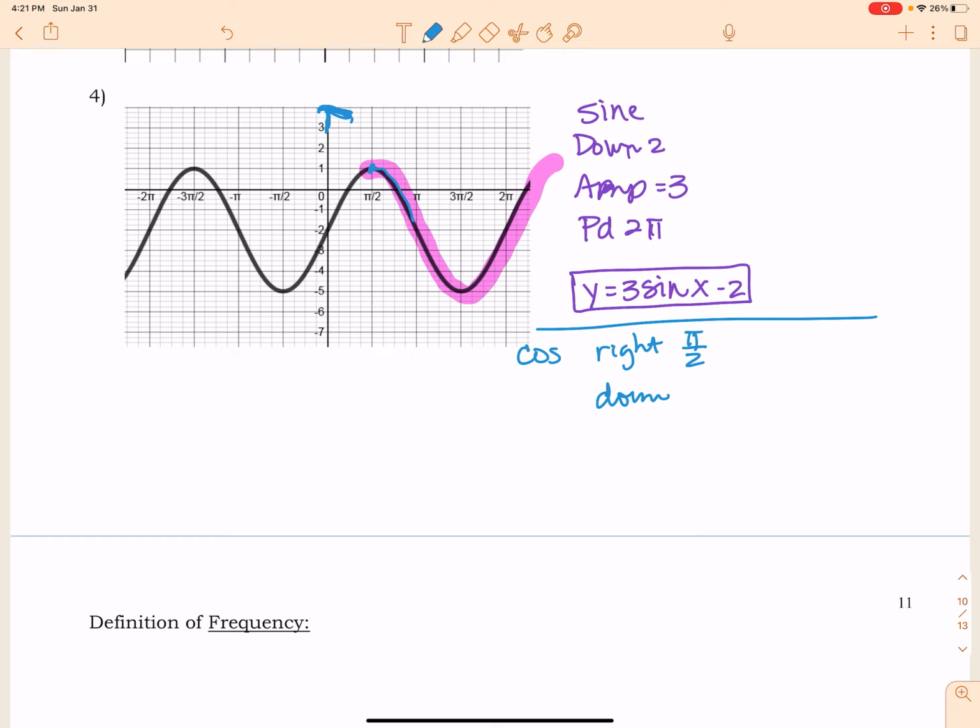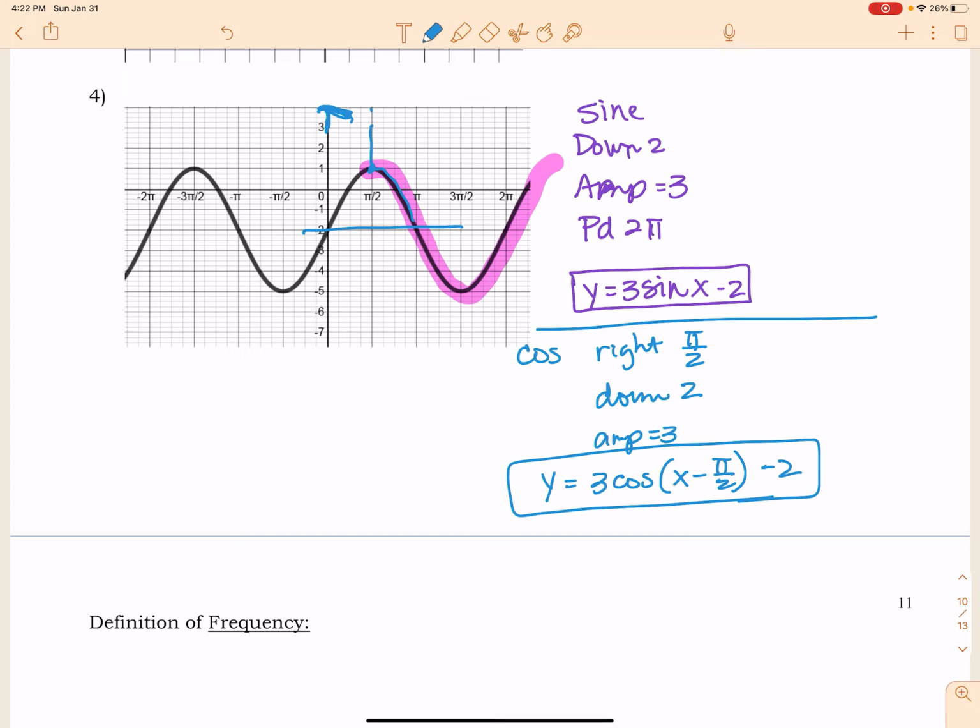So let's see how far it has moved down. The amplitude is still 3, right? So that means that this right here has moved down how many? It has moved down 2. All right, so what would this look like if it were cosine: 3 cosine of x minus pi over 2, and then down 2. See, not horrible at all.